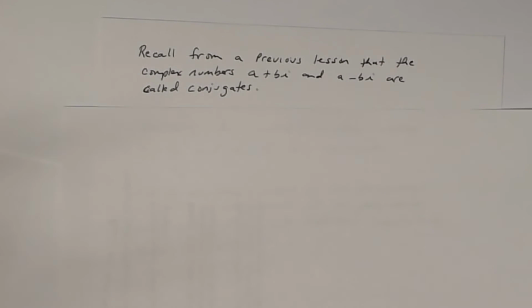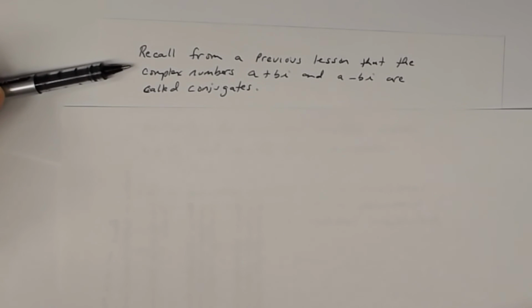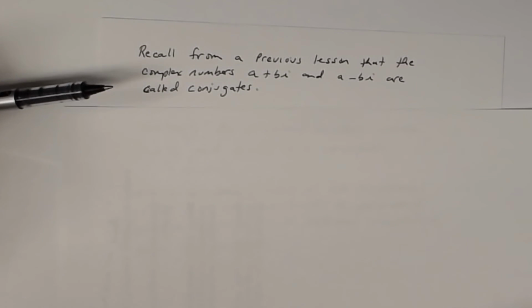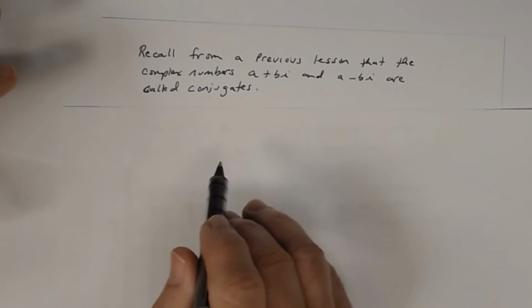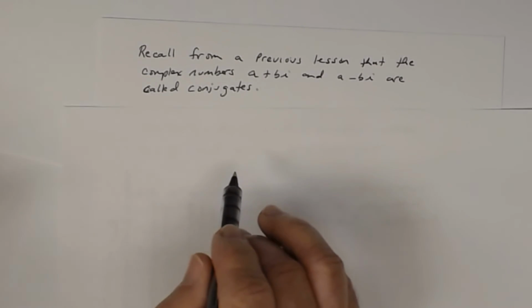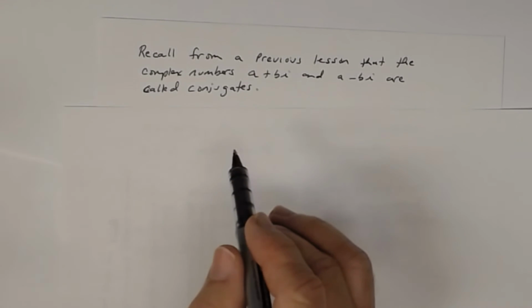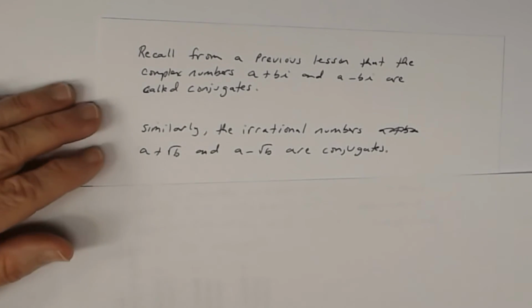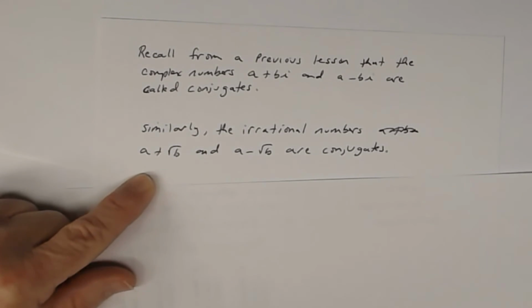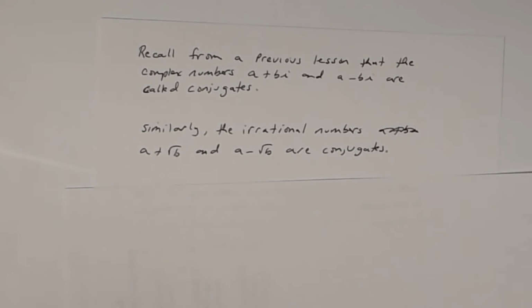Recall from previous lessons that complex numbers a plus bi and a minus bi are called conjugates. We haven't talked about imaginary units with these yet, but you did talk about those in previous courses and previous lessons in this course. The same thing with irrational numbers. So a plus the square root of b and a minus the square root of b are called conjugates. All right, so that brings us to this.